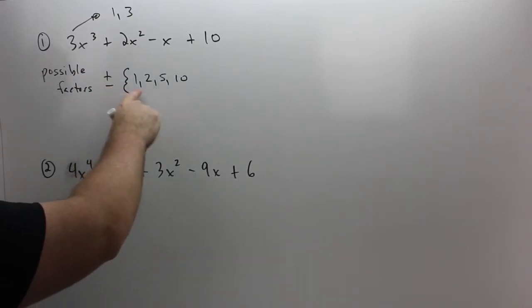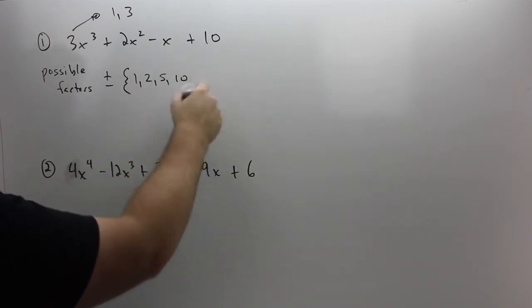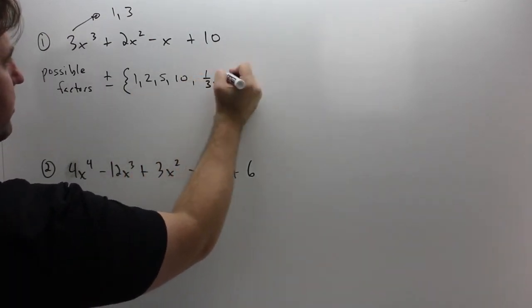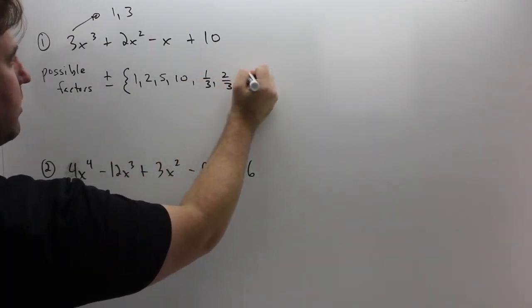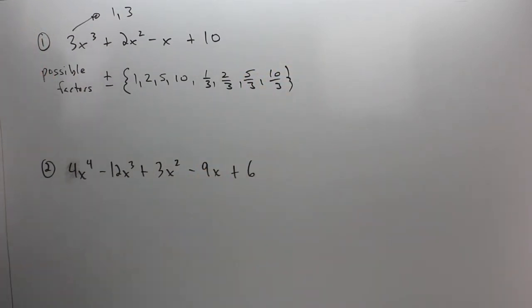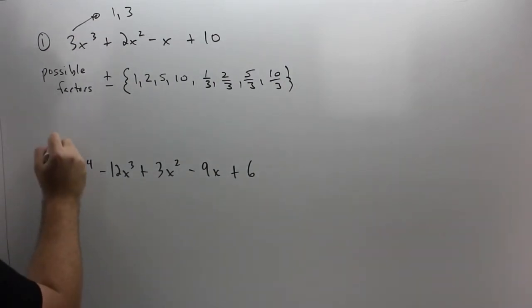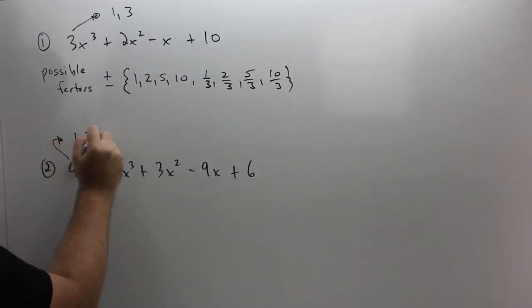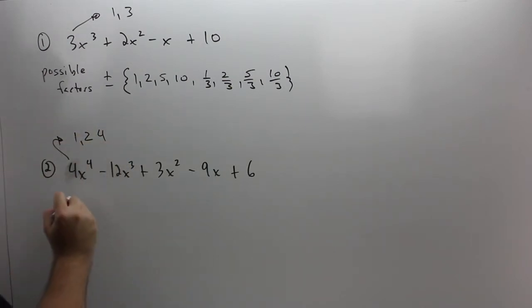So what we're going to do simply is divide all of these by 3. That gives us 1 over 3, 2 over 3, 5 over 3, and 10 over 3. Like so. That's all there is to that. Next one's a little bit more complicated because 4 has 3 possible factors, 1, 2, and 4.